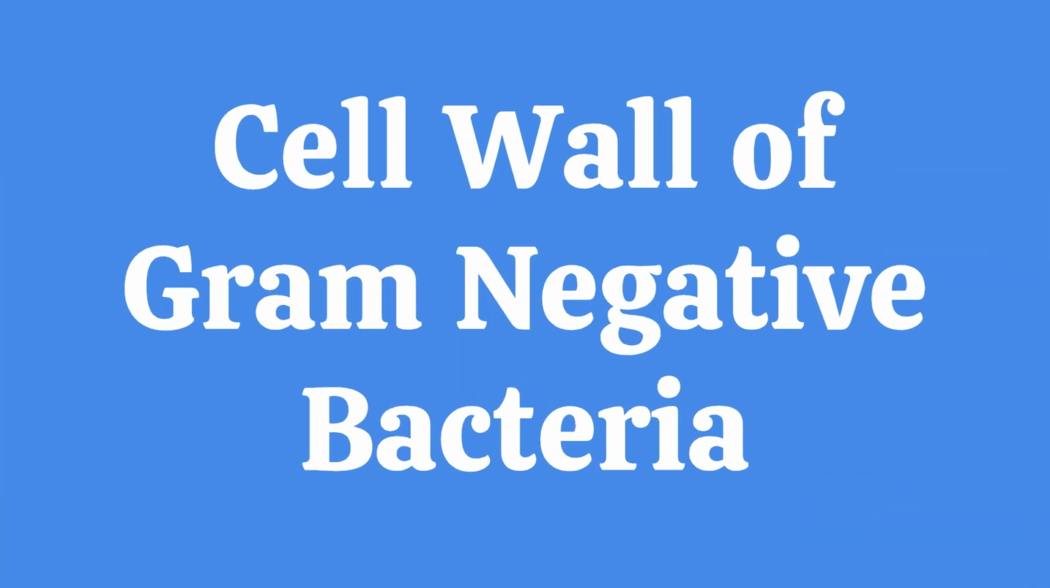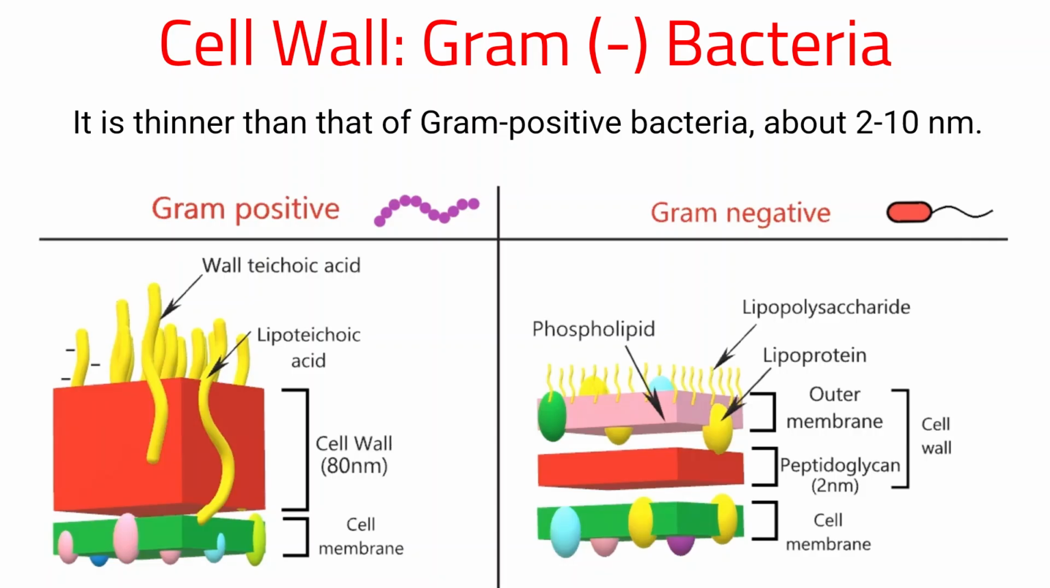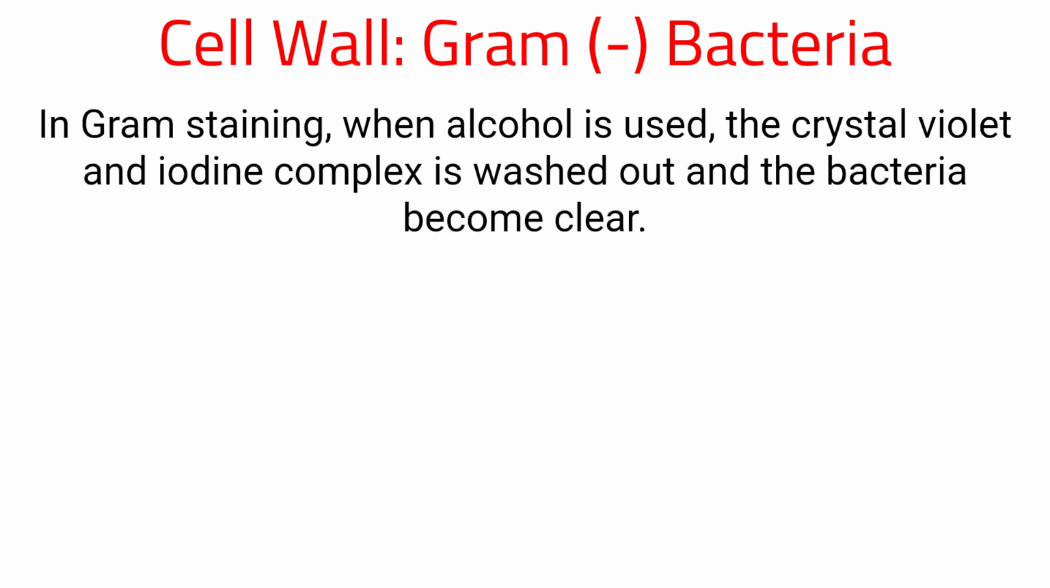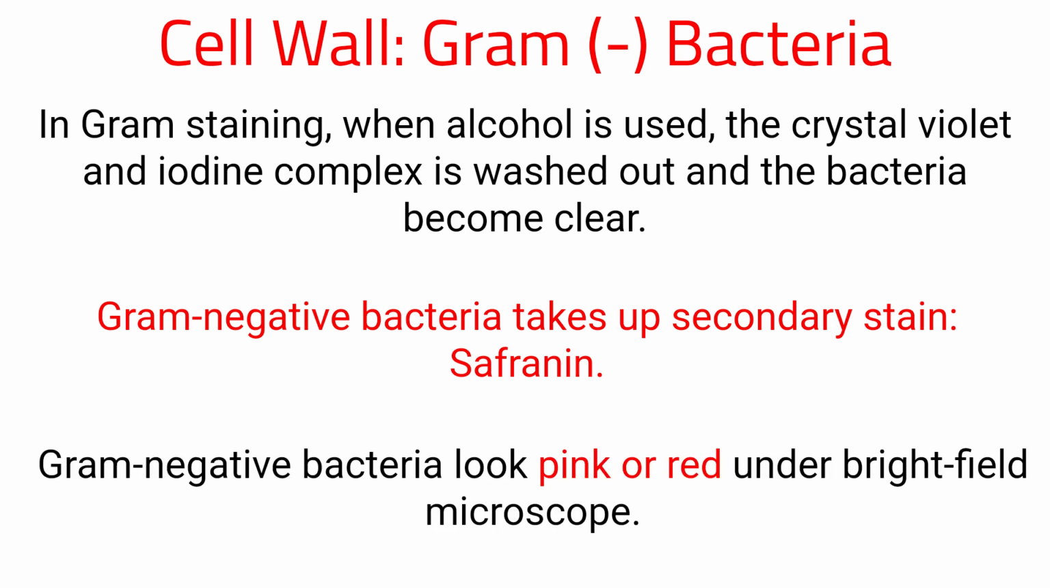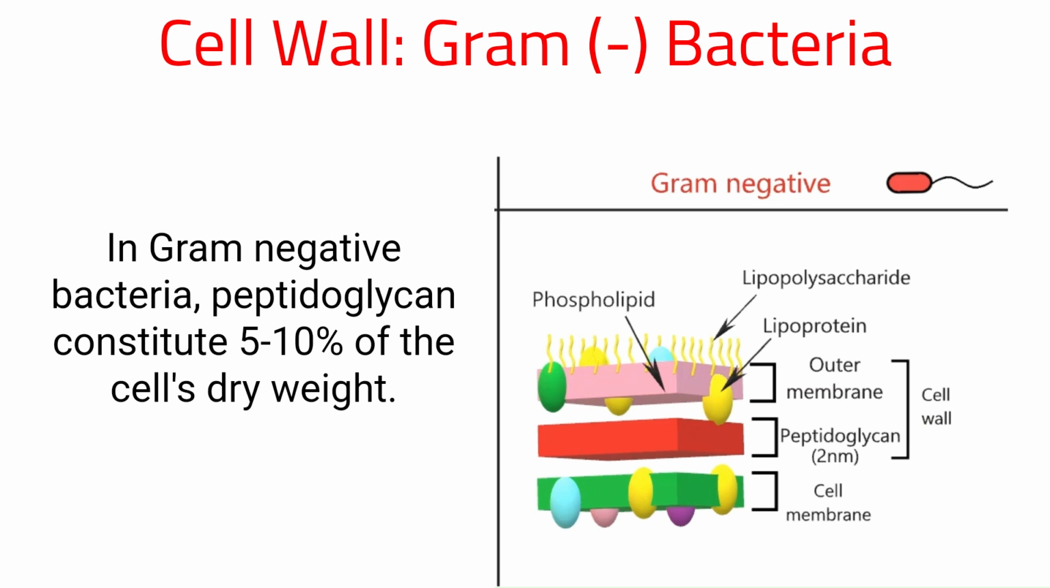On the other hand, the cell wall of Gram-negative bacteria is more complex than that of Gram-positive bacteria. It is generally thinner than that of Gram-positive bacteria, about 2 nanometer. That's why when alcohol is used, the crystal violet and iodine complex is washed out and the bacteria become clear. To increase the contrast, a second dye called safranin is used, and as a result, Gram-negative bacteria look pink or red under the bright field microscope. Peptidoglycan may constitute 5 to 10% of the cell's dry weight here.